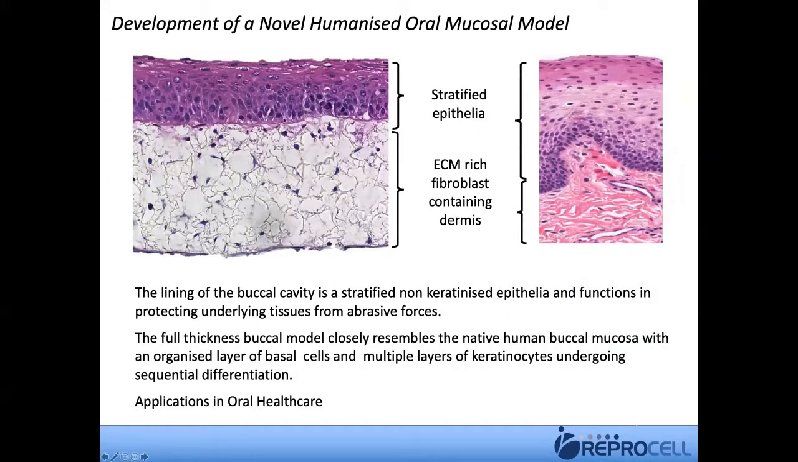And this time it stratifies, but these primary epithelial cells do not keratinize, because this is the inside of the mouth. So it's a non-keratinized stratified epithelium. Again, we compare that to real tissue as shown on the right. So as I say, this is an example of an application for oral healthcare.